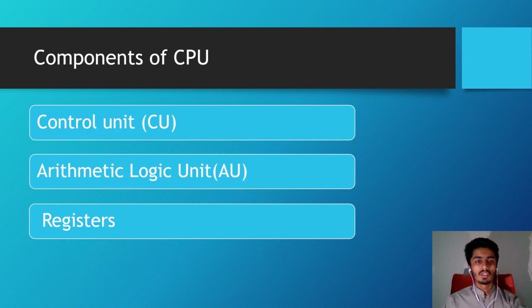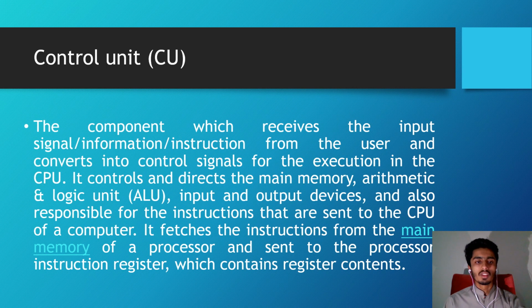Components of CPU. CPU consists of three components: control unit, arithmetic logic unit, and the registers. Control unit, CU, is a component which receives the input signal or instruction from the user and converts it into control signals for execution in the CPU. It controls and directs the main memory, arithmetic and logic unit, ALU, input and output devices, and is also responsible for the instructions that are sent to the CPU of a computer. It fetches the instructions from the main memory of a processor and sends them to the processor's instruction register, which contains register contents.